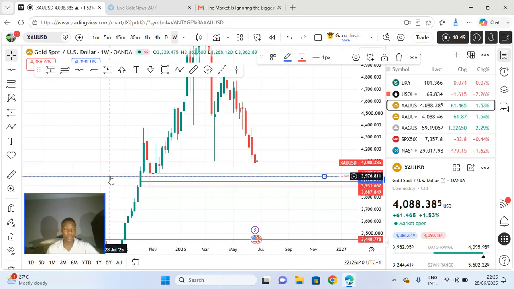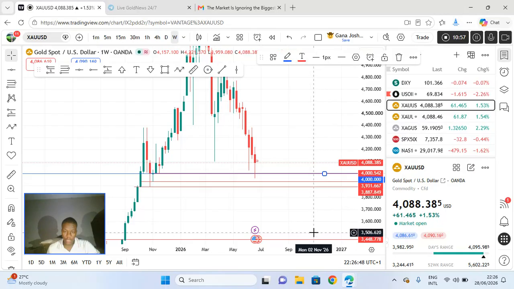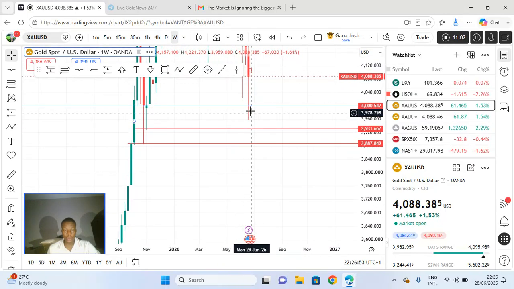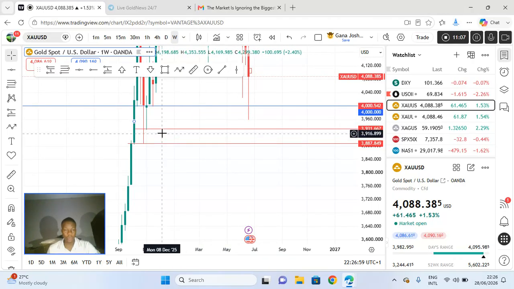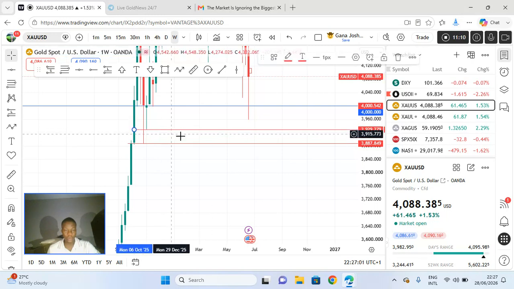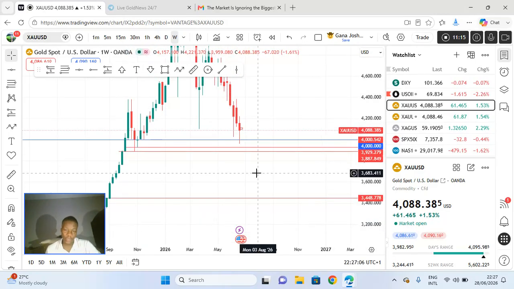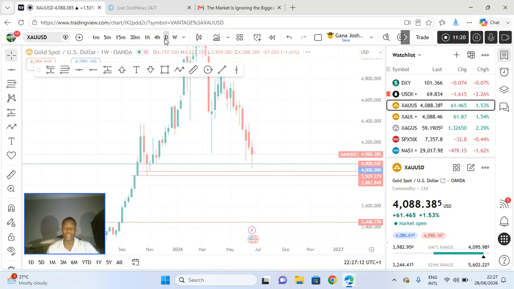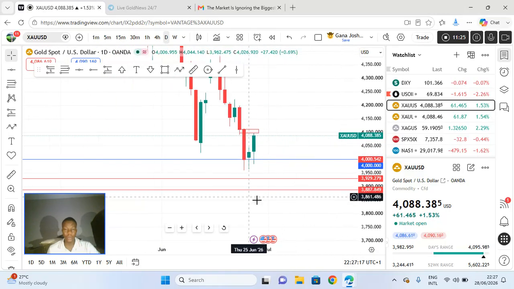Because if I do my psychological level at 4,000, you would see that happens to be where price came, took out stop orders here and started moving. There are also a whole lot of stop losses here, stop losses here. Price always comes to where the stop loss is to get fuel to move to the upside. That's how it moves.